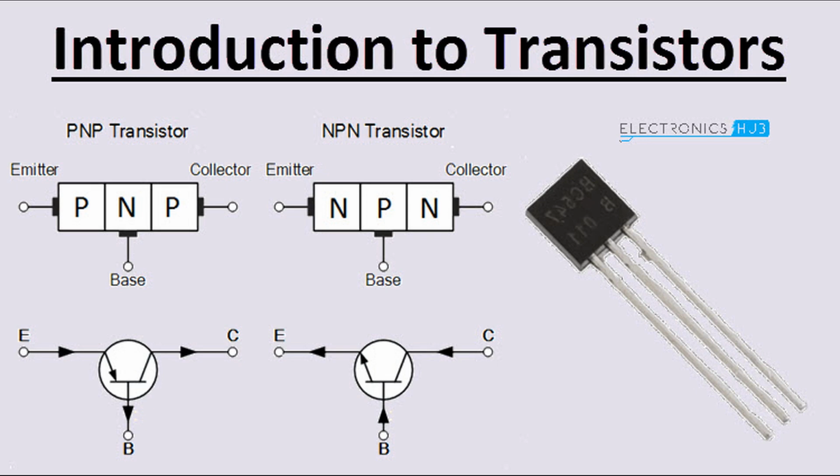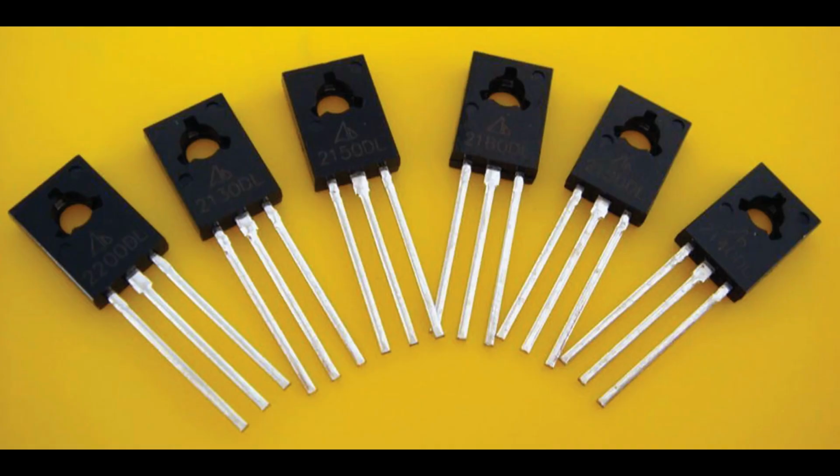Cutoff mode. In the cutoff mode, the transistor is biased so that no current flows between the collector and emitter. It is effectively off and does not conduct current. Saturation mode. In the saturation mode, the transistor is biased to allow maximum current flow between the collector and emitter. It is fully on and acts as a closed switch.